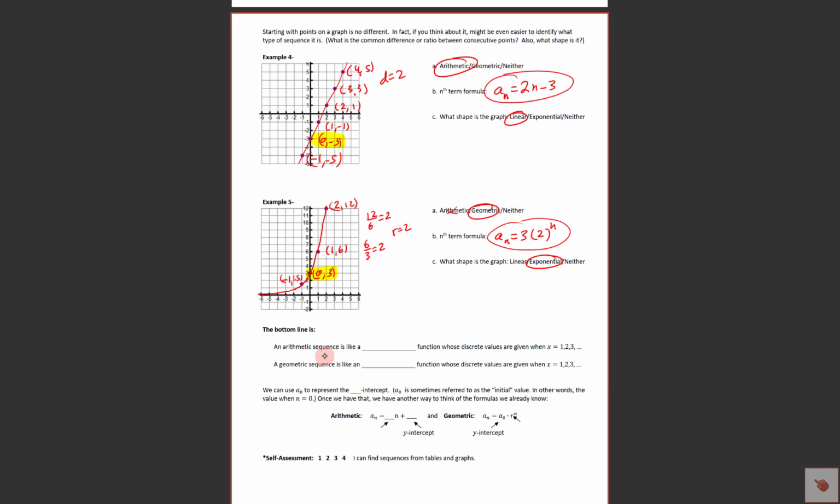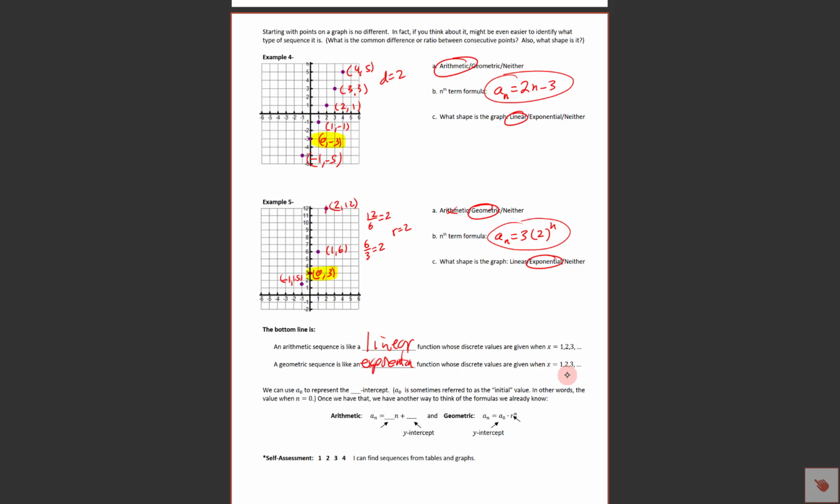So here's the bottom line. An arithmetic sequence is like a linear function for only discrete values. It's not everything in between, it's not the entire graph, it's just distinct points. So it only works for x equals 1 and 2 and 3 and so forth. And a geometric sequence is like an exponential graph. So we'll write exponential. And again, it only works for those particular points where they're integer values, so 1 and 2 and 3 and so forth.